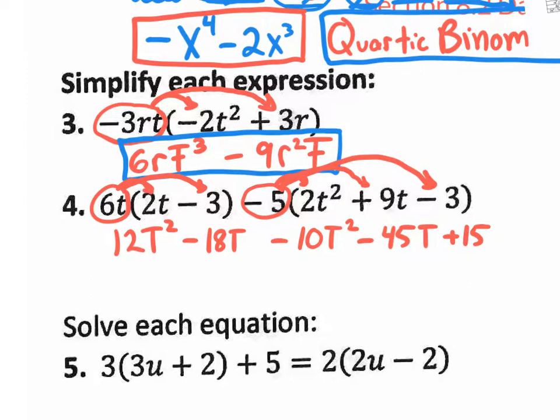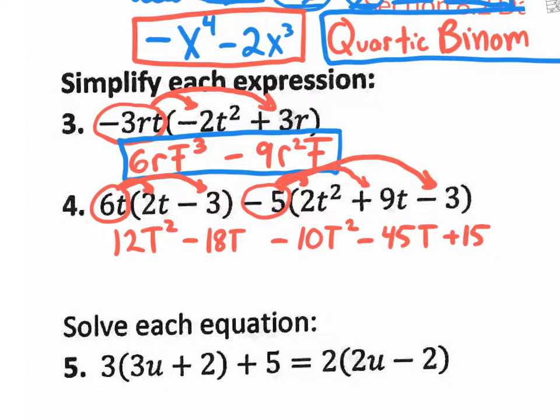Now I want you to understand something. When you distribute 6t times 2t, check it out, exponents change. Now that makes total sense because when you multiply, exponents do change. But over here, we're not going to be multiplying anymore. Right here, we're just combining like terms. So exponents are not going to change. It's as simple as this.